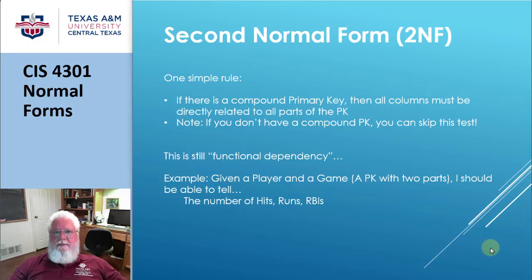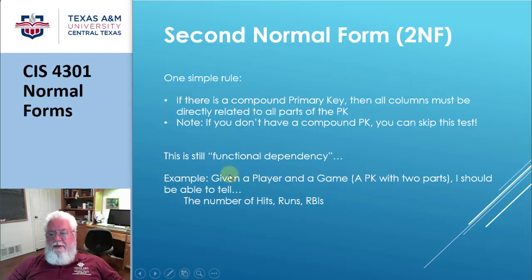Second normal form. Second normal form is still the same thing. It's still that functional dependency thing, except sometimes you have a table that has a compound primary key, which means you have more than one column that's needed to make things unique. Remember that? Okay, cool. So if it has a compound primary key, then the rule basically says that all the columns have to match all of the key, not just part of the key. So they have to be related to the whole thing, not part of it.